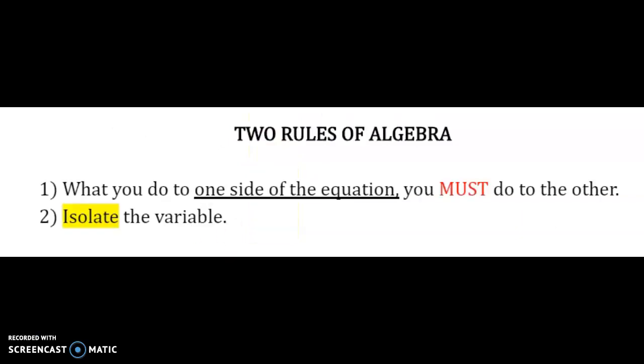There are 2 rules of algebra that I want you to carry with you from now until you graduate from high school and move on to college. If you remember one thing I have ever taught you, well, in this case, 2 things I have ever taught you, I want you to remember this. What you do to one side of the equation, you must do to the other. And the second rule is that you must isolate the variable. Isolate means to get the variable by itself. Let's see what that means.